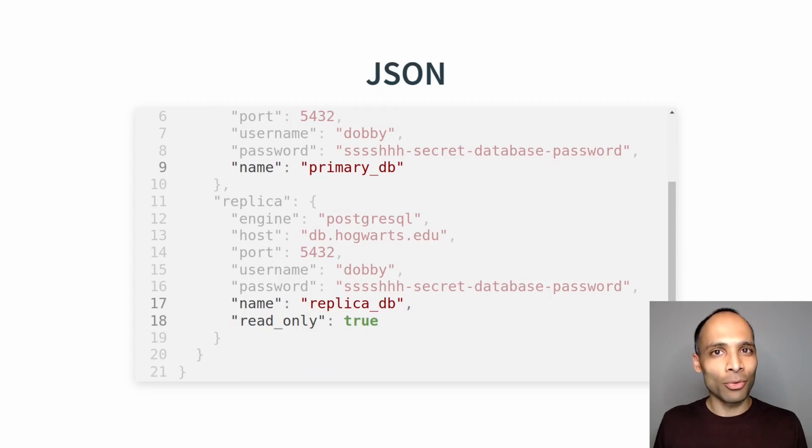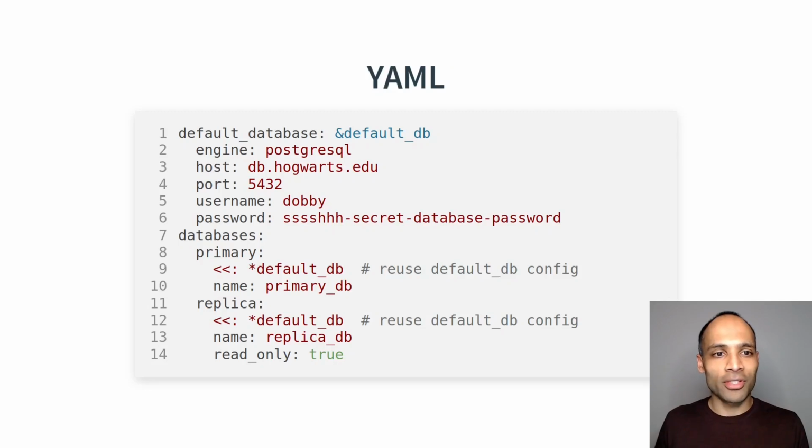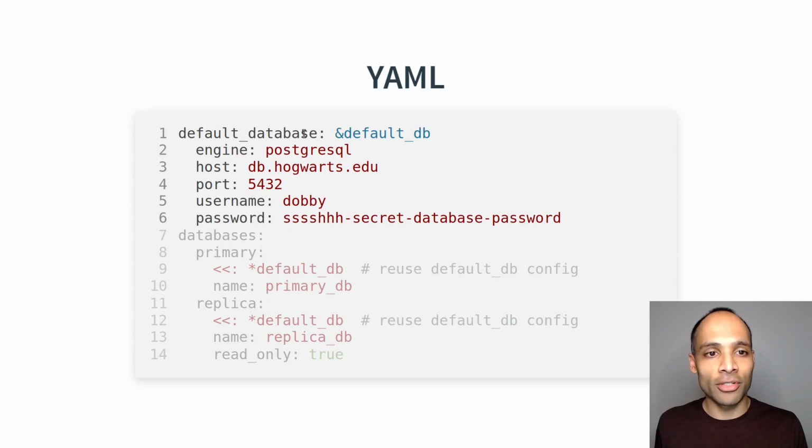So in this situation where you have almost identical settings, but a few things that are different, you can use this concept of node merging. Let's see how that happens. In this case, we have a slightly different YAML configuration. We're defining our common attributes in this key called default database. So we have engine host, port, username, and password appearing again, and it's being anchored as a variable called default DB.